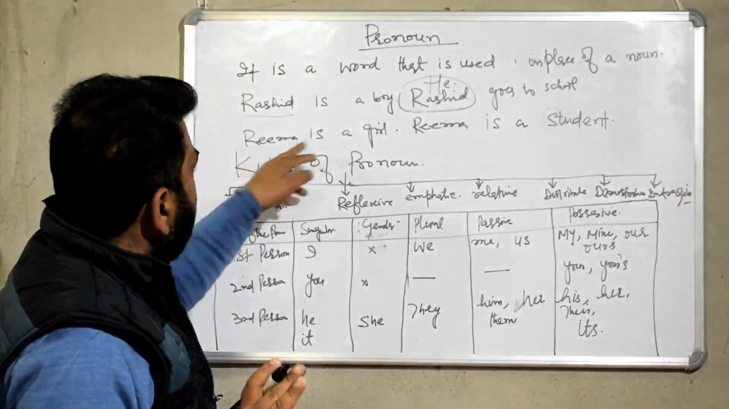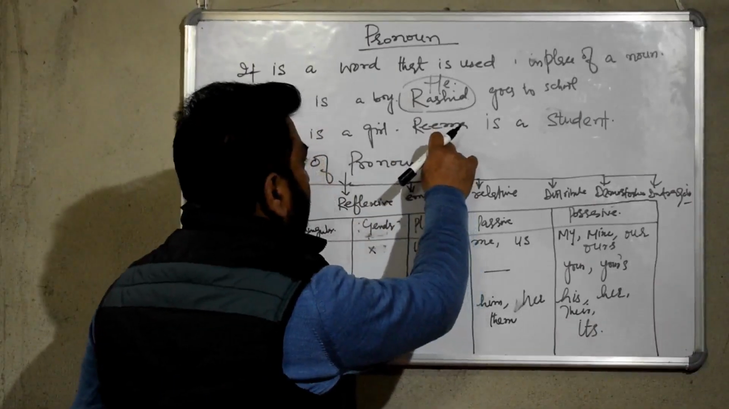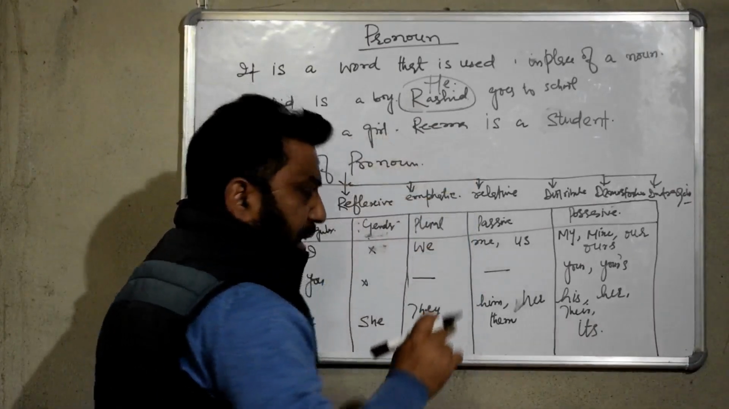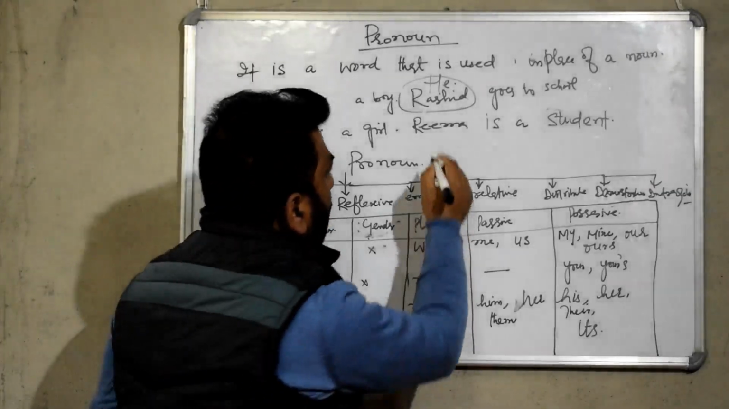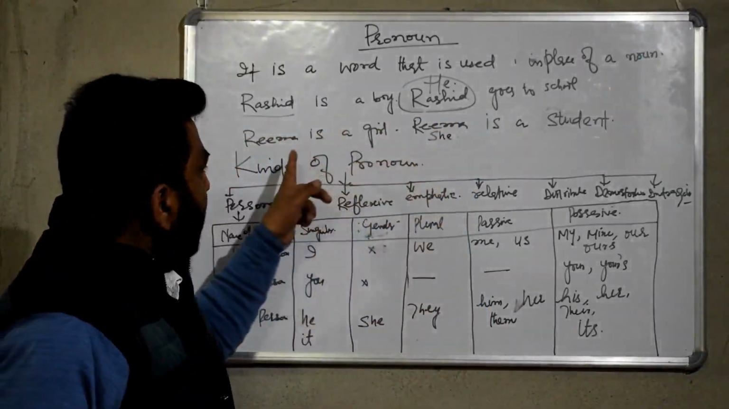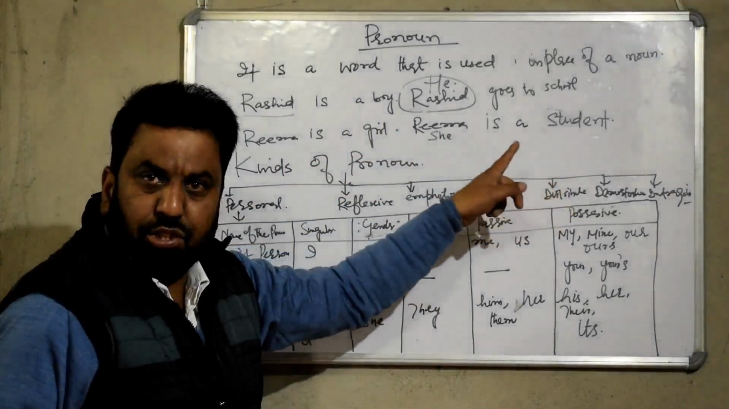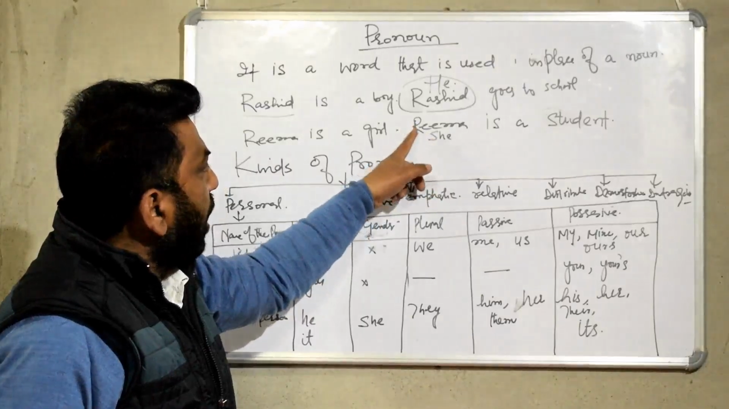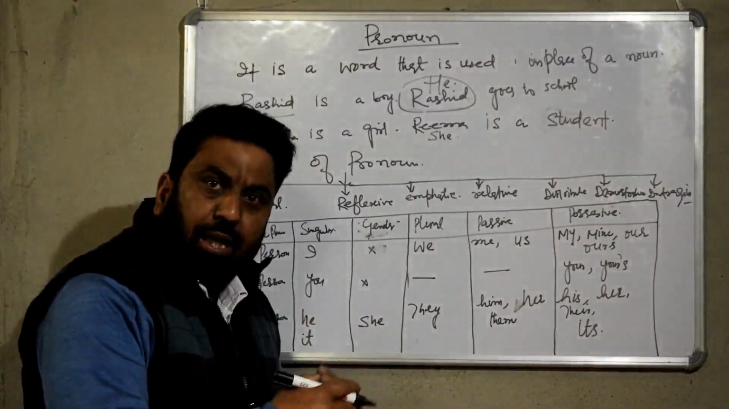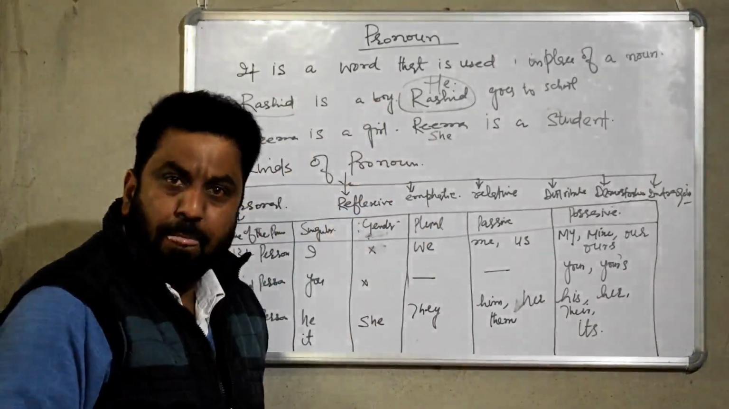Same, Rima is a girl. And Rima, again stated here in the second sentence, we can replace it by she. So I say Rima is a girl, she is a student. So this she replaces the noun Rima. In this way, the word that replaces a noun is called a pronoun.